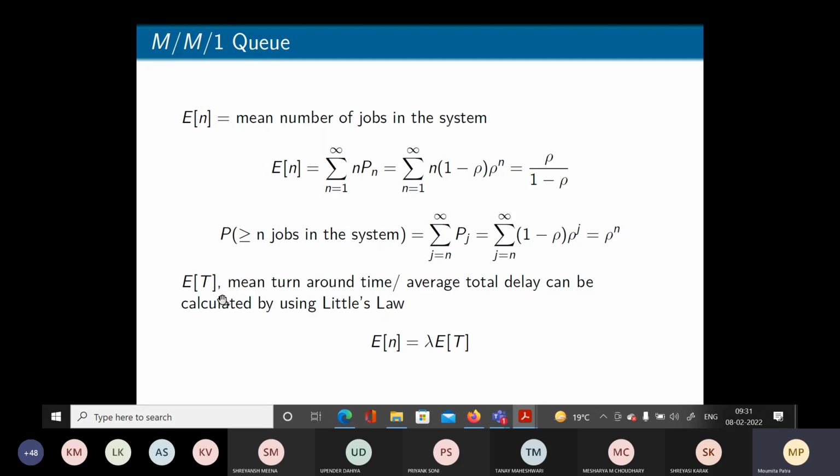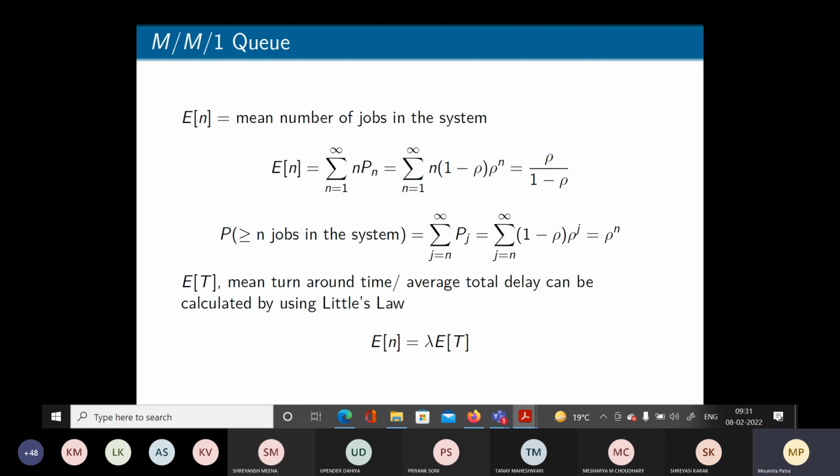Now to get E of t, which is the mean turnaround time, or what we call the average amount of delay that the job will face in the queue. Okay, not in the queue, sorry, in the system. So the mean turnaround time is the average amount of time the job spends in the system. That is given by E of t, and this can be found out.